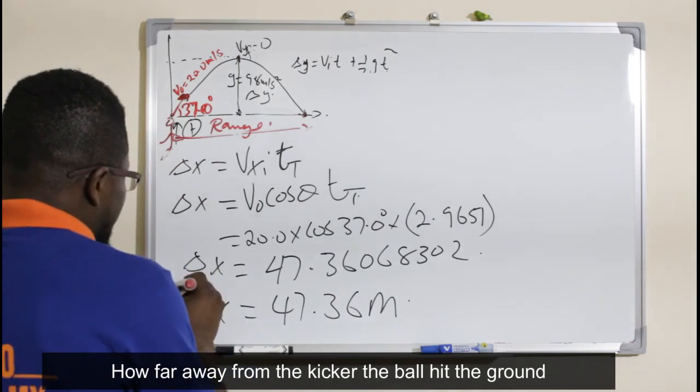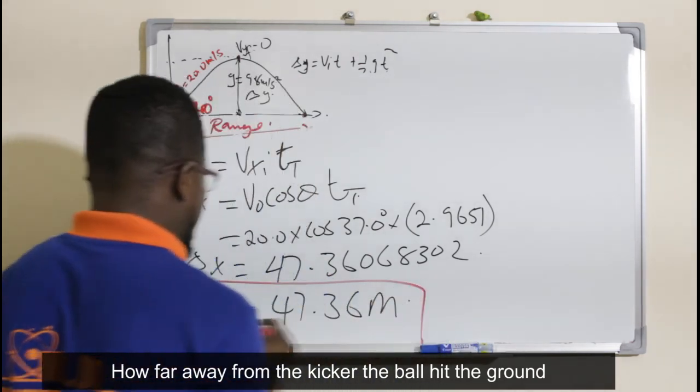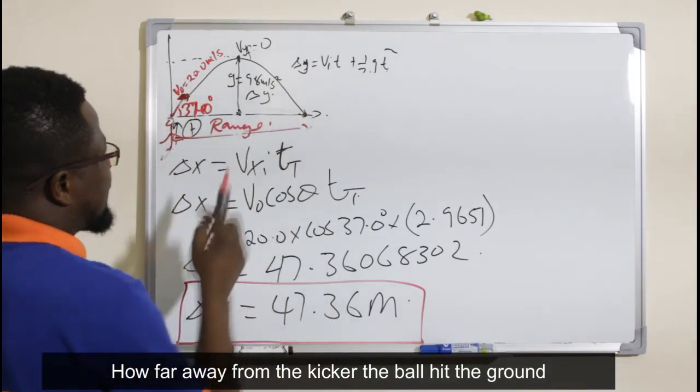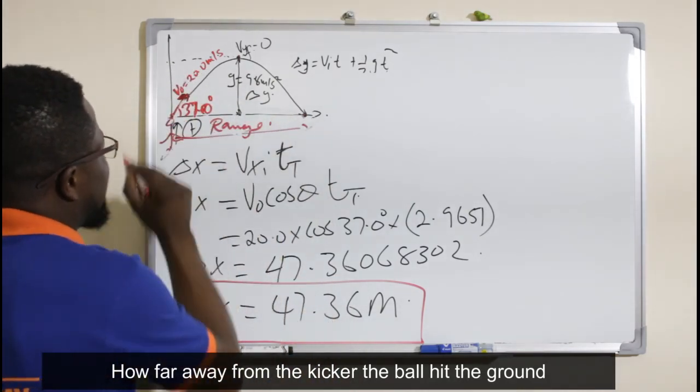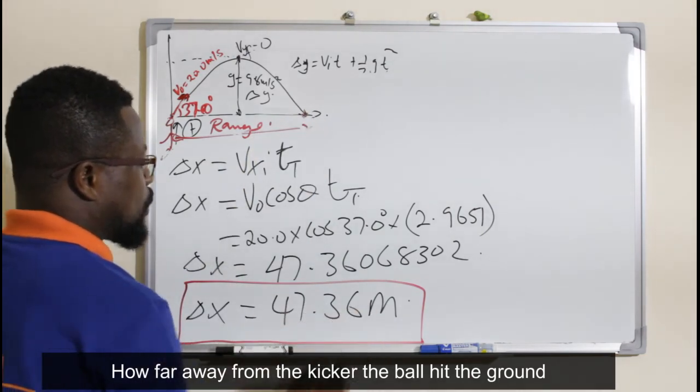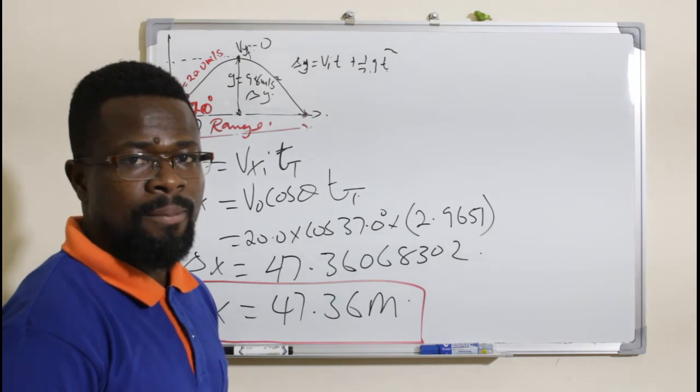So that is the distance that it is going to cover from the point where it was projected to the ground, to where it landed. So from here, the kicker's place, to where it landed, it's 47.36 meters away.